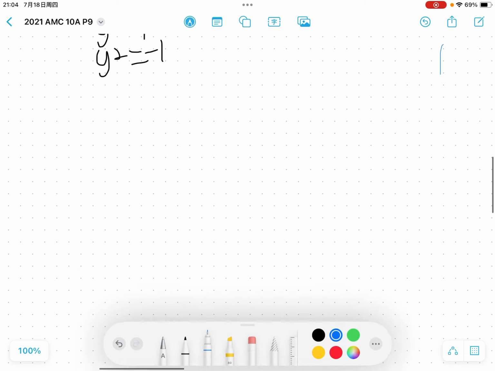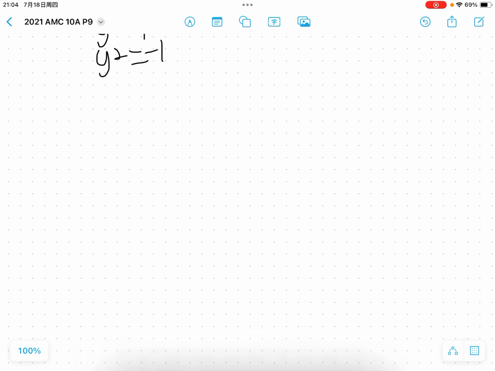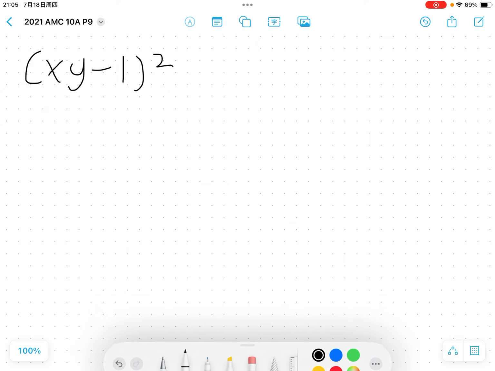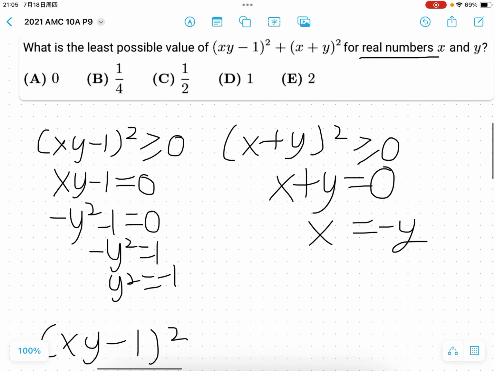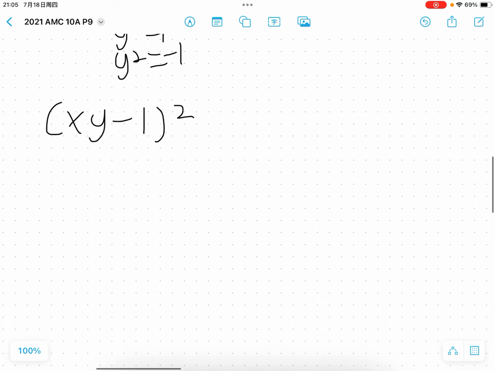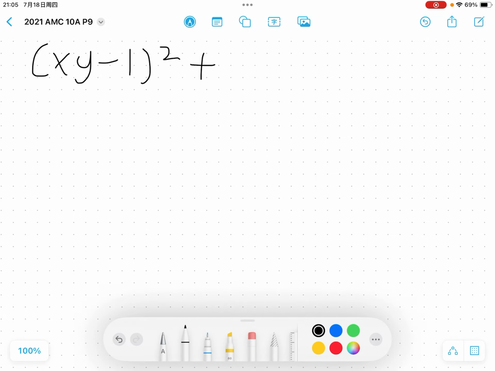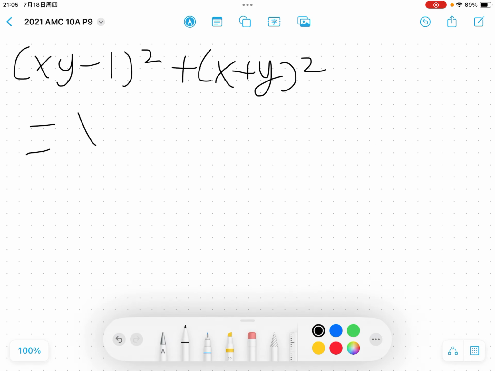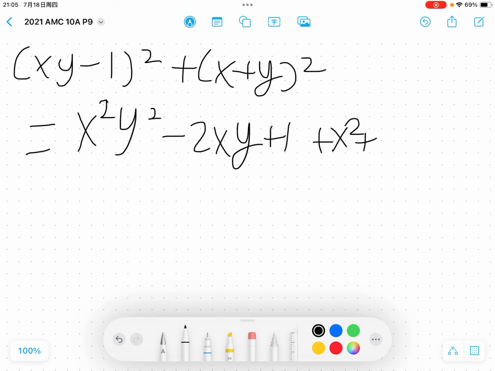So the second method here is that we actually just expand the brackets. So the bracket is (xy - 1)^2 and (x + y)^2. We check that, yeah, that's the whole equation. And if we expand it, we get x squared y squared minus 2xy plus 1 plus x squared plus 2xy plus y squared.